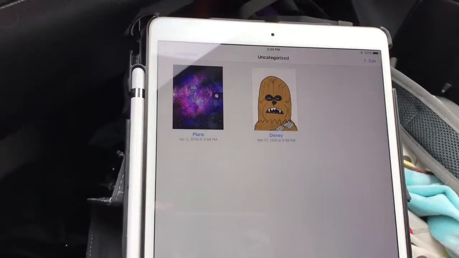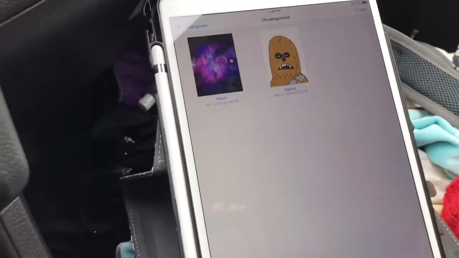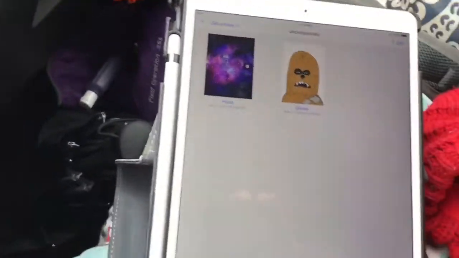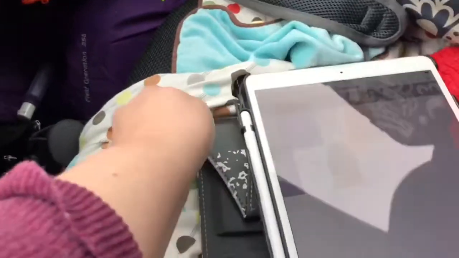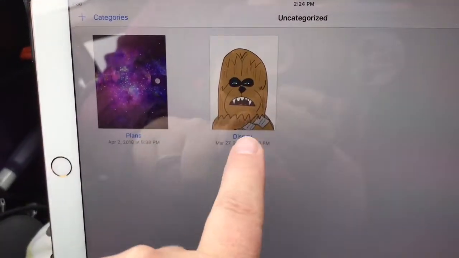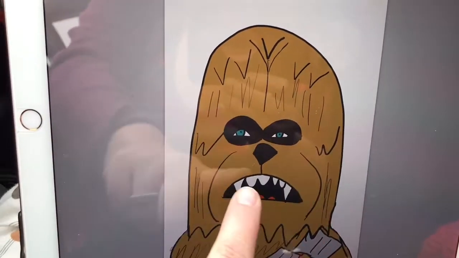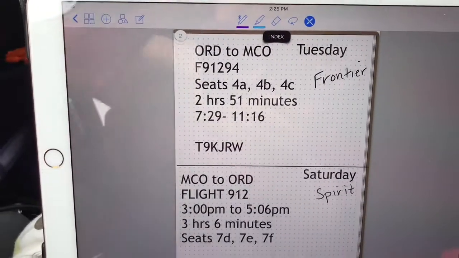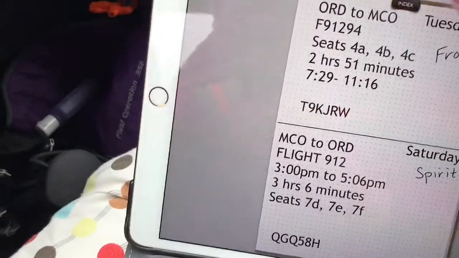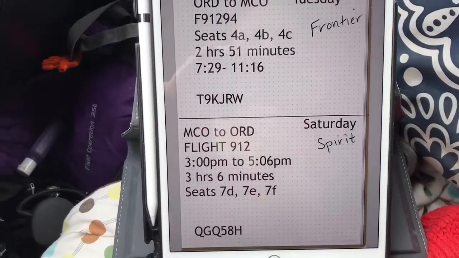I'm going to be showing it on the iPad because I'm filming with my phone. This is GoodNotes, I've already opened it. This little Chewbacca I drew is my cover for my Disney notebook. Isn't it cute? Let me turn it to show you how it actually looks vertical. See how it takes up the whole page?